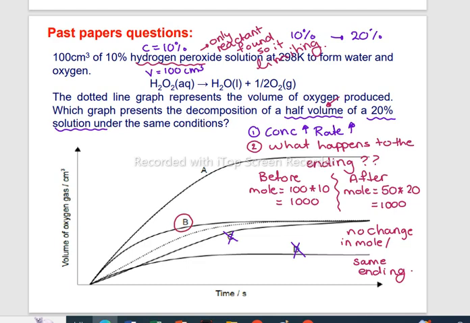I'm done with our lesson for today, in which we focus on the factors affecting the rate of chemical reactions and we consider their effect on the graph.